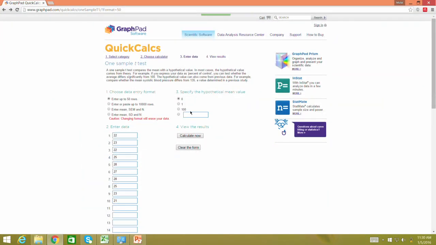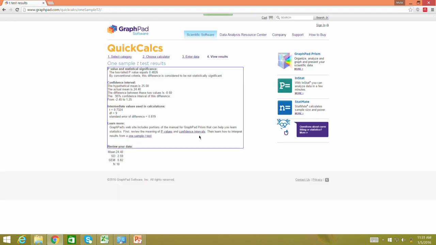Here we put 25 as the global average which you are interested in. So, we can say calculate now. By conventional criteria, the difference is considered to be not statistically significant because the p value is coming out to be 0.4826. The t value is 0.732, whereas you want 1.833. So, obviously, it is not statistically significantly different.